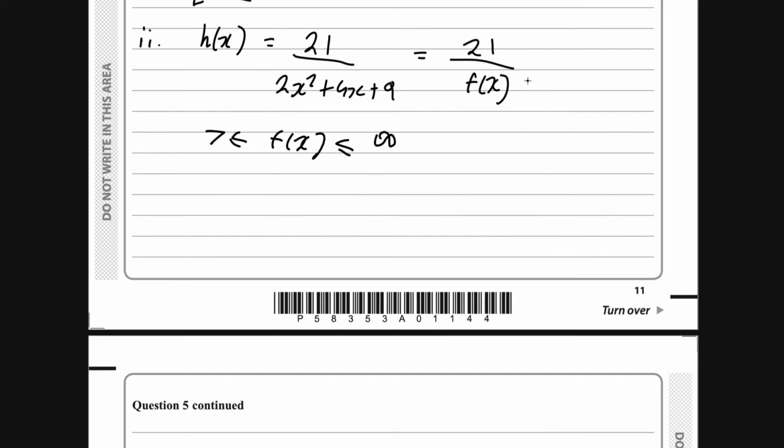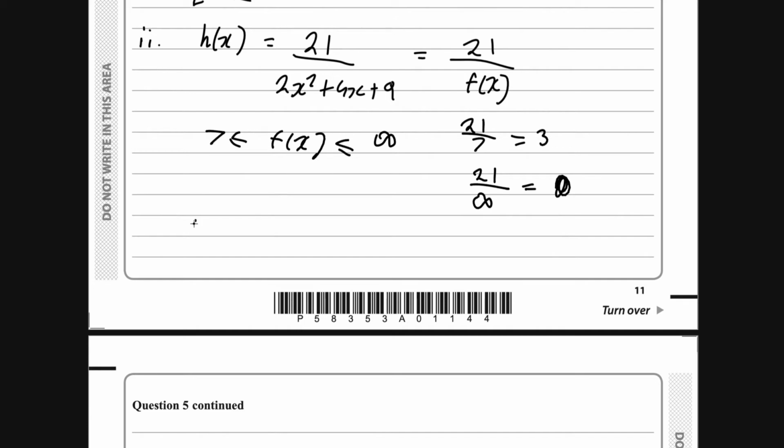H of x, like I've mentioned so far, will be greatest when f of x is the smallest. So the largest value of h of x is going to be 21 divided by 7, which is equal to 3. And the smallest value is going to be 21 over infinity, which is going to be something incredibly close to 0. Mathematically, it is defined as 0. So this gives us the smallest value of h of x and the largest value of h of x.